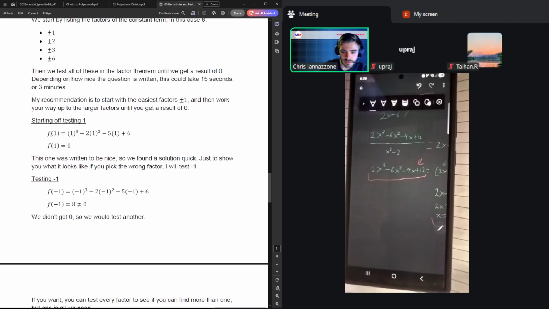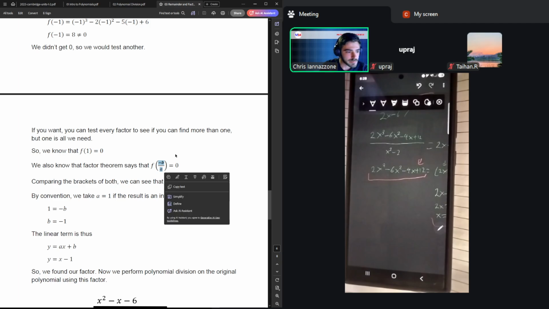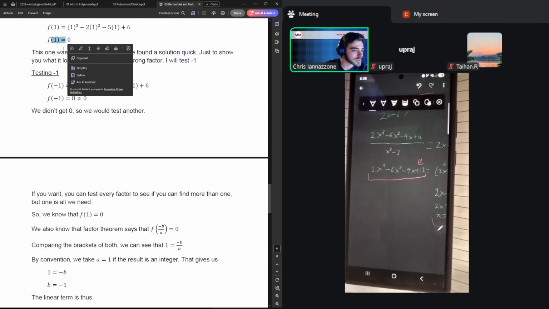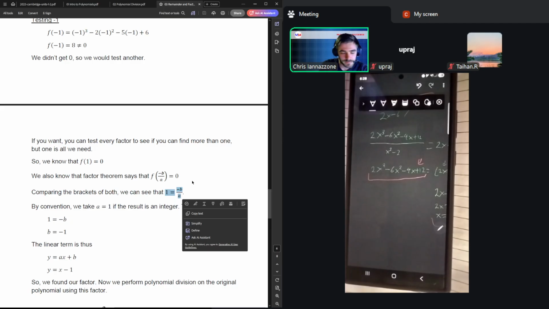Now, here's where you take it from here. That number that you tested is going to be equivalent to -b over a, right? We have this statement of f of 1 equals 0. We just proved that over here. But we also have the generic factor theorem, which is as long as f of -b over a is equal to 0, we have a factor. So we can sort of see the similarities between these things. The only difference is this one says -b over a, and this one says 1. From that, we can determine that 1 is equal to -b over a.